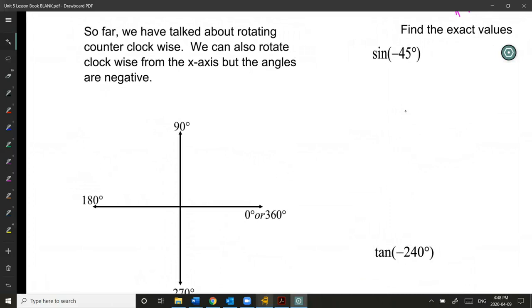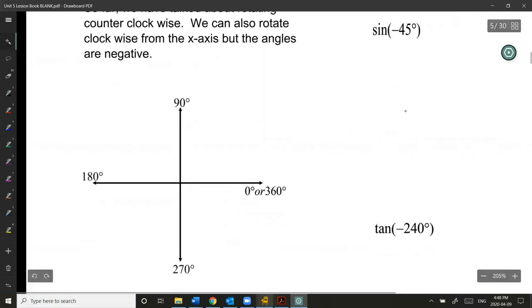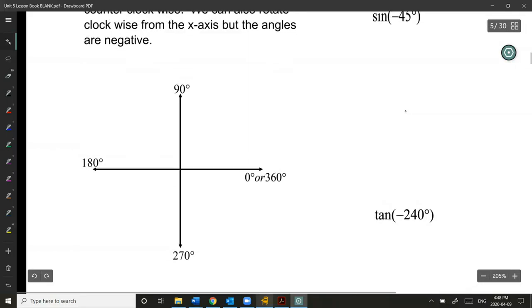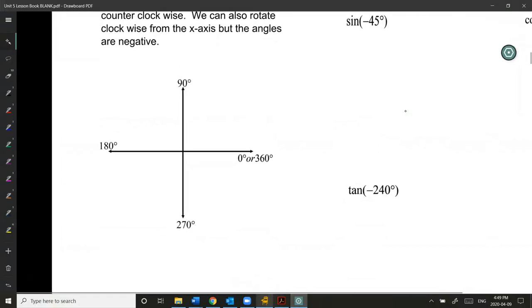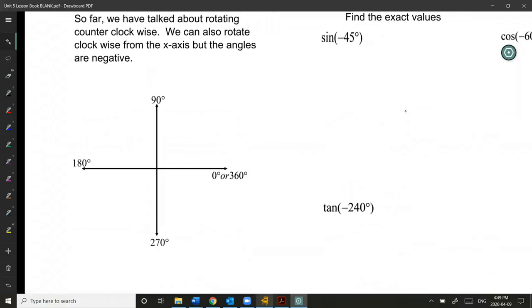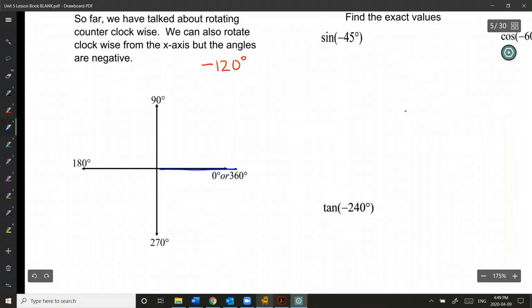Okay, so far we've talked about rotating only counterclockwise, but we technically can also rotate clockwise. It just basically means that your angles would be expressed as negatives. So we have an example here. For example, if I wanted to measure the angle negative 120, this simply means that I'm going to start at the 0 degree line and measure 120 degrees, but this time in a clockwise direction.